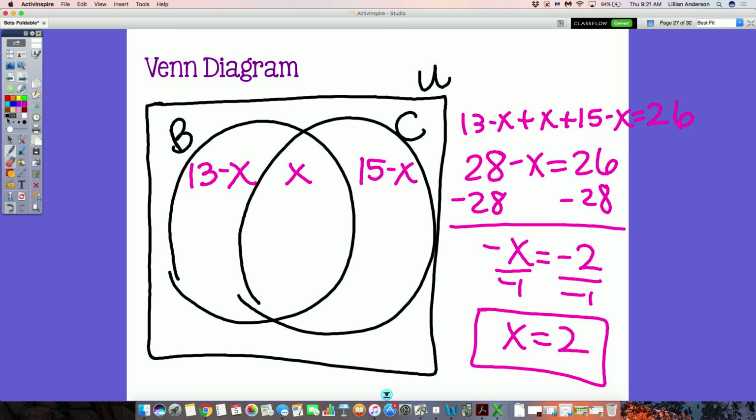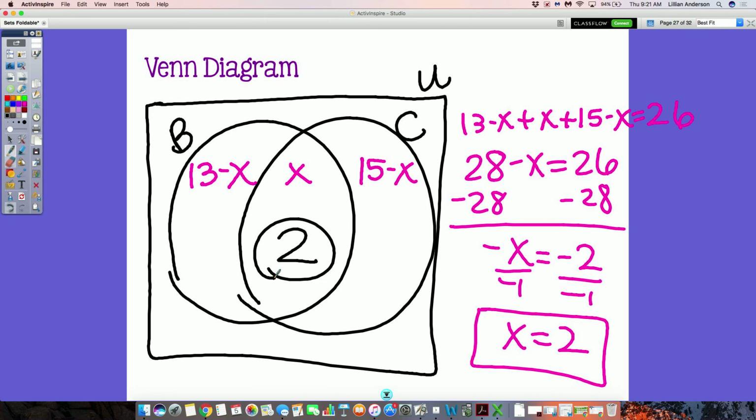Yes, you could have, but I'm trying to kill two birds with one stone, because there will be times where I ask you to show that the number of kids who took both is this number, and then you have to go through and actually do the math. Now, if it just says write down, then you could just say, oh, that's just 2. So there's 2 kids that took both biology and chemistry.